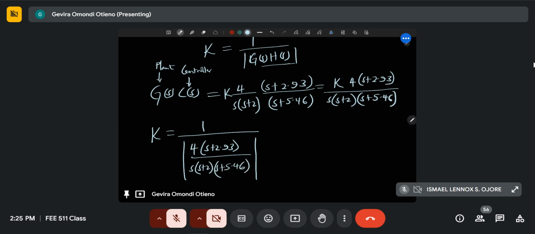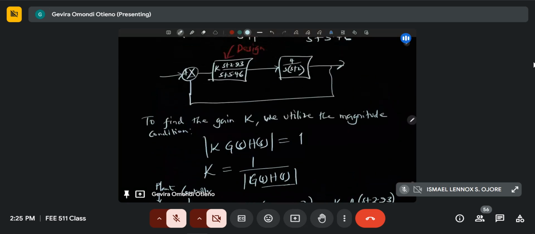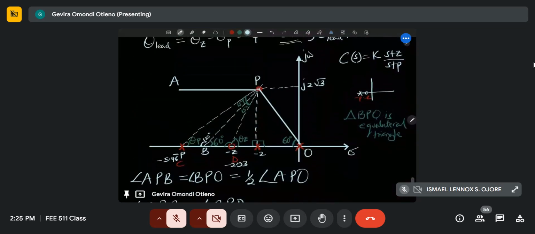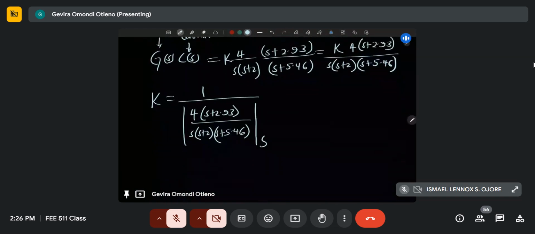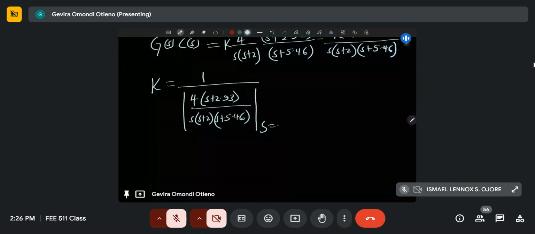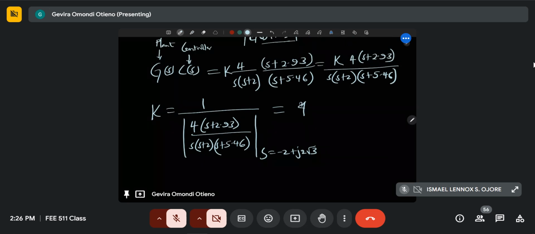And we make S, please remember, the desired point provided here. The desired point S is minus 2 plus J2 root 3. That's where we need the root locus to pass. So we have to substitute this S with minus 2 plus J2 root 3. And therefore, when we get that, it should be equal to 1. Oh, wait, what am I doing? I've already done that, sorry.